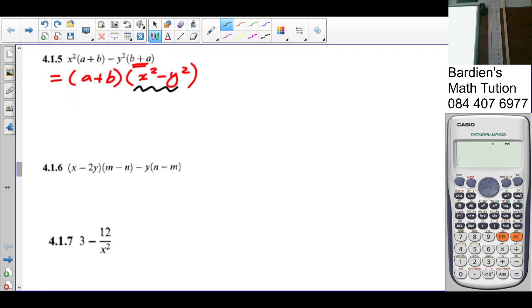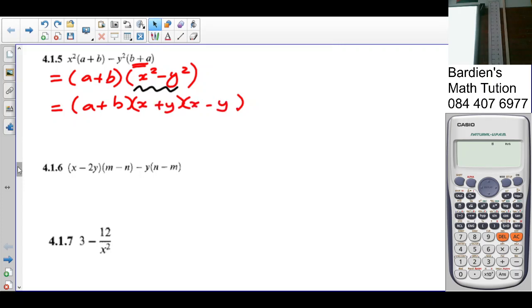What do you notice about the second bracket here? There's a common factor, difference of two squares. So it gives us x plus y, x minus y. Yes? I cancelled the A plus B. You cancelled it. Yes, and then with.